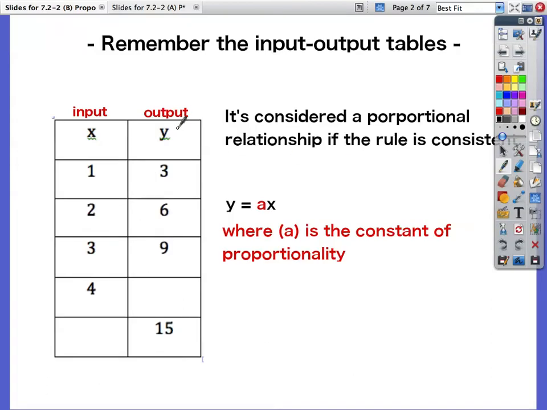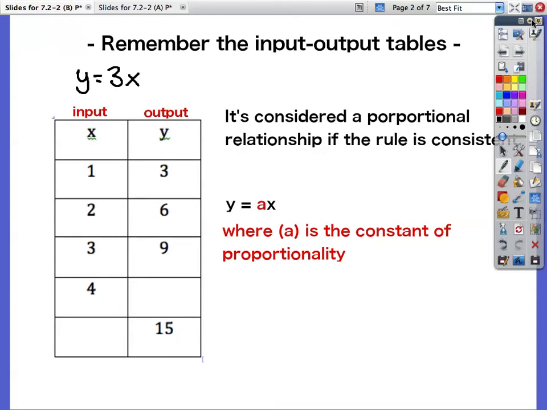Okay, so here's an old input-output table that we've already looked at. You kind of know about this already. You have some inputs or X's and something happens to it and you get some outputs. There's a rule to this table and you've practiced writing the rule. This rule is Y equals 3 times the input or 3 times X. So the output is equal to 3 times X.